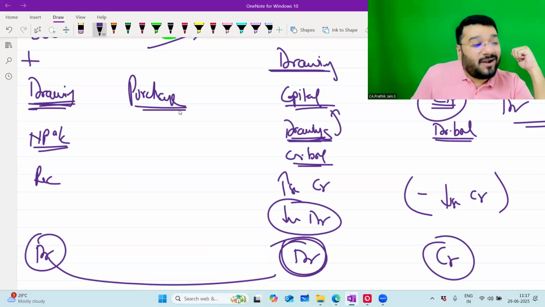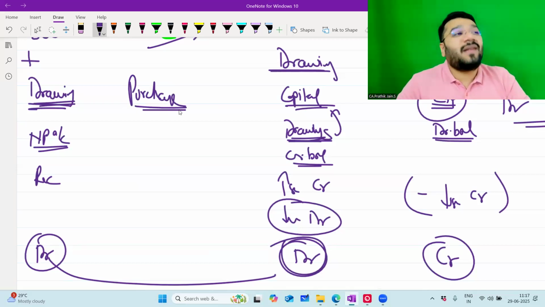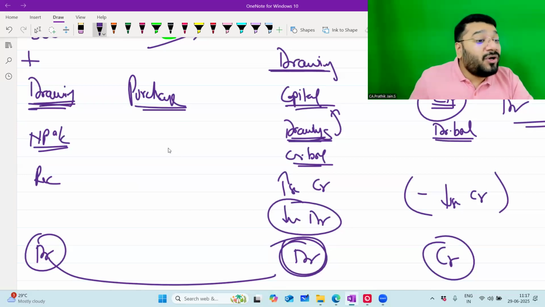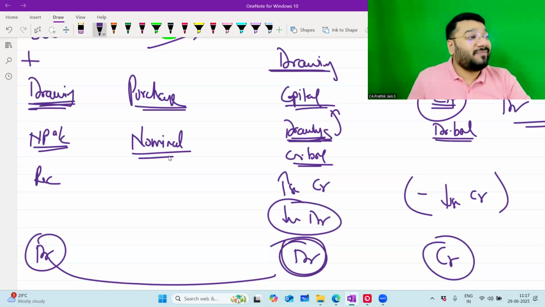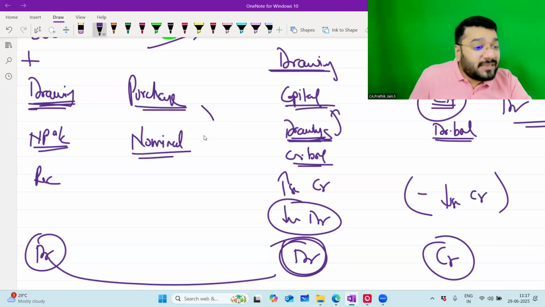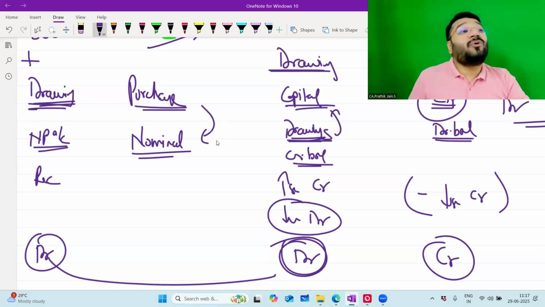Purchase account. Oh my God. Okay, what is the classification as per golden rule? Nominal account. You say expense, that is the modern rule, my dear. As per golden rule, purchase is nominal. What is the nominal rule? Debit all expense and losses, credit all income and gain.